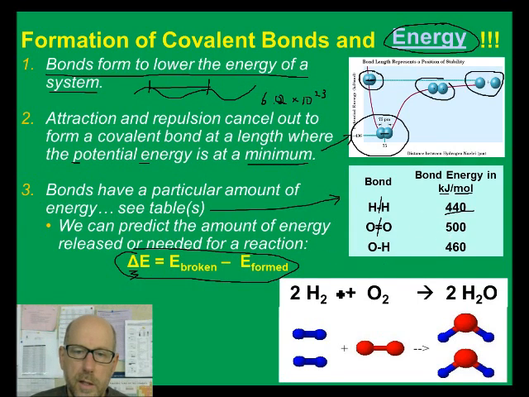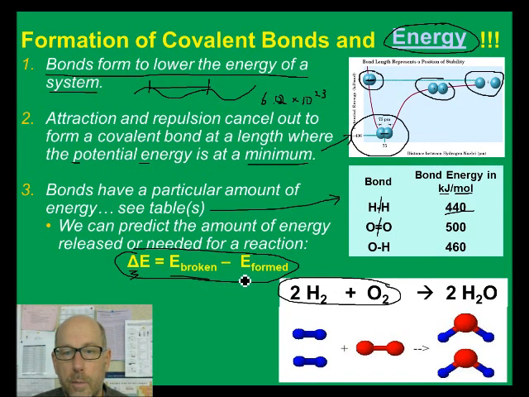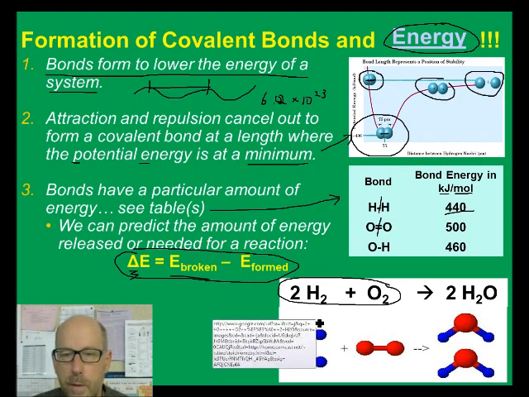Let's take a look at this example. 2 hydrogen molecules plus 1 oxygen molecule makes 2 H2Os. Over here is what you start with. These things are already bonded together. The H2s are like this up here. The O2s are like this over here. And then we're going to break those bonds and we're going to make 2 H2Os. And so we're going to take the bonds broken and subtract the amount of energy found in the bonds which are formed. All right, 2 H2s.